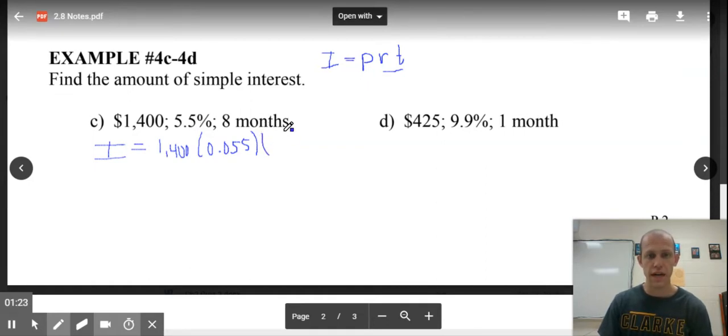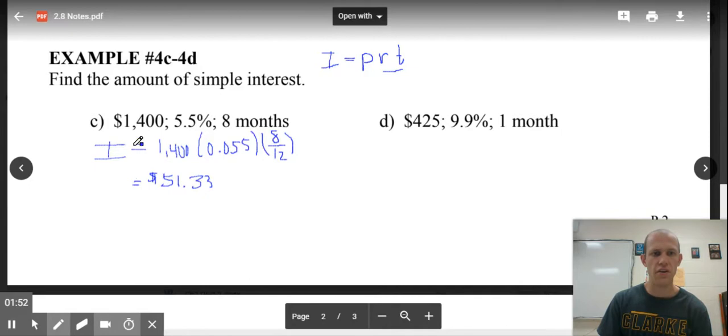Then we multiply by the time. This is 8 months. So if this is an annual thing, 8 months is 8/12 of a year. It's not a full year. It's a number less than 1. So I have all of it set up, and now I just use a calculator to calculate this out. And I would get $51.33. So this is the amount of simple interest.